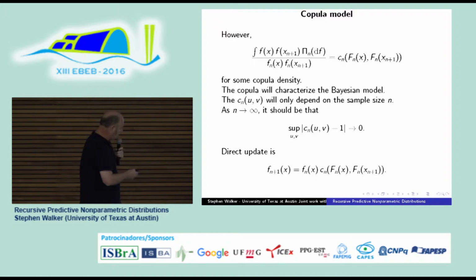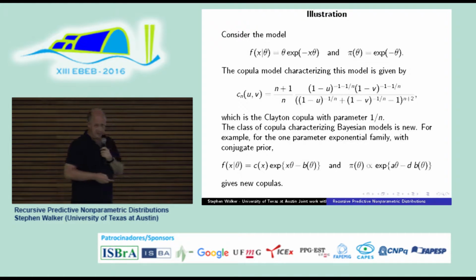And actually, it doesn't matter what Bayesian model you're working with, there's always a copula lurking behind it, a sequence of copulas which depend on n. Okay. So this is the direct update. And again, as I say, I haven't made much progress yet because this thing is still going to be complicated. Okay. So this is just a very simple example as to what kind of things happen when you look at it from a copula point of view.